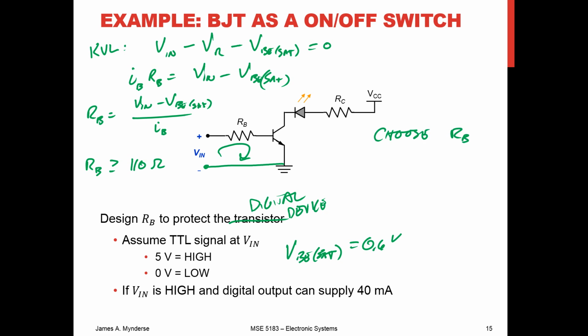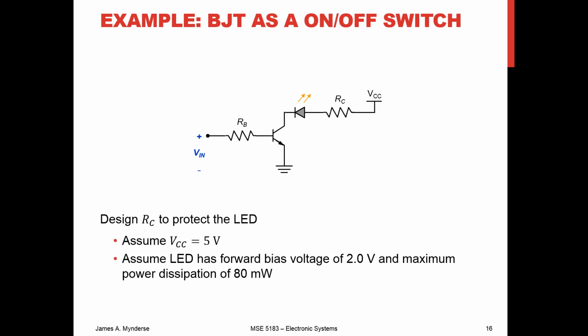Choose RB to be 1 kilo ohm. And so in that case, I'm going to be looking at about 4 milliamps out, which is probably pretty reasonable. And I'll double check it, but it should work with that transistor. So there we go. Simple KVL and Ohm's law gets me a resistor that will meet my needs. But we still have to do RC. So let's flip ahead and do RC.